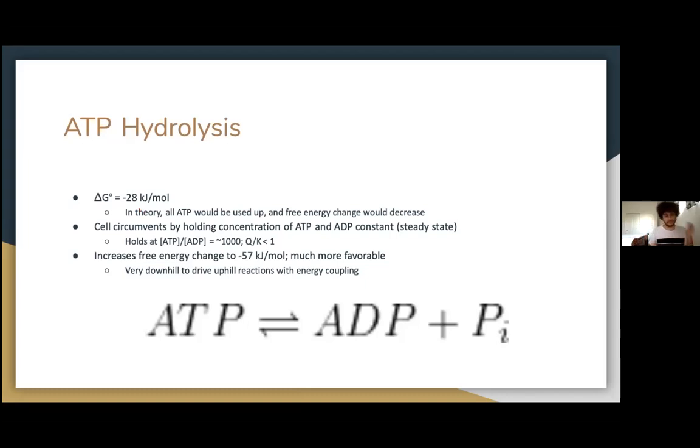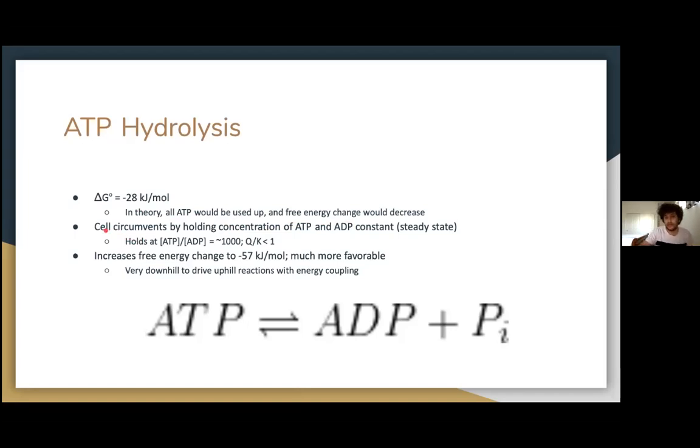So in theory, if you just had ATP and ADP in some concentration in the system, all that ATP would be used up for the most part, right? So you'd eventually reach equilibrium because the forward reaction is favored, and then at equilibrium, you would stop. You wouldn't have any free energy change driving anything. So how does the cell get around that?